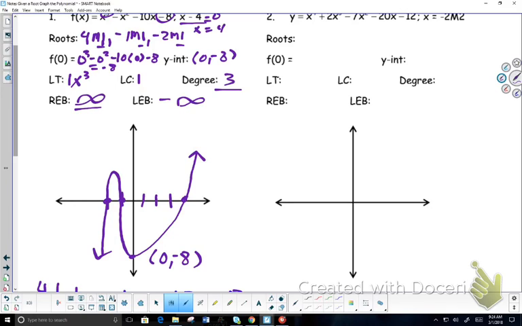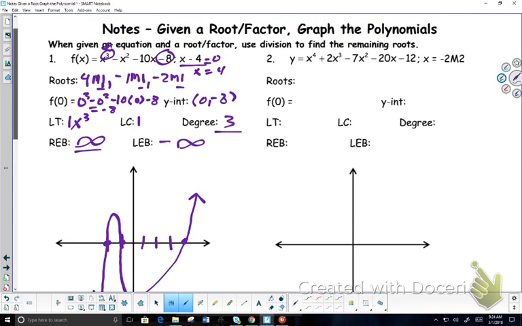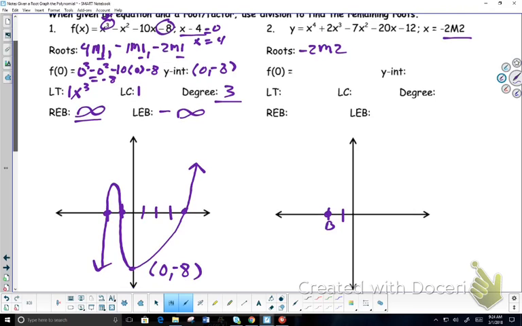So this would be a rough sketch of what that graph would look like. Very similar to what we've been doing, the only difference is now we're given a root and we have to use division to get the others. This time they actually gave us the root. They said it's negative 2 multiplicity 2. Since it's negative 2 multiplicity 2, that means it's going to bounce at this root. It also means I can divide twice.